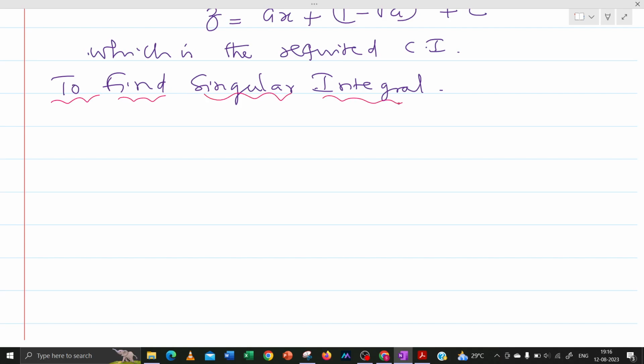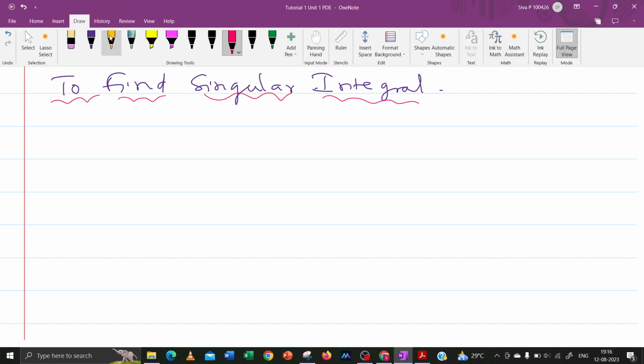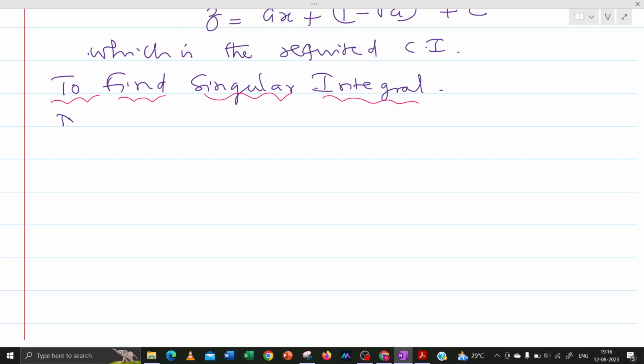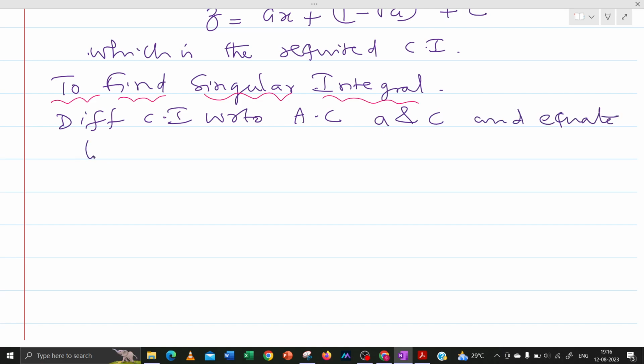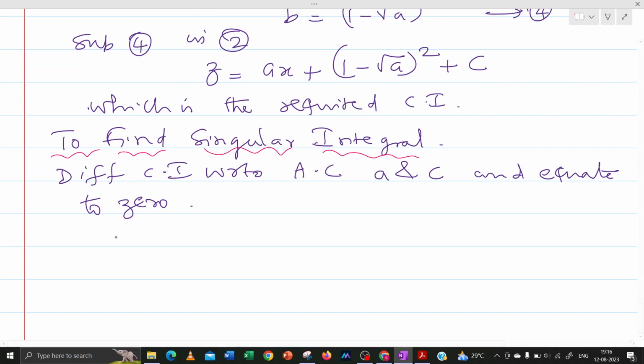To find the singular integral, differentiate the complete integral with respect to the arbitrary constants a and c and equate to 0. So there are two arbitrary constants, a and c. If you differentiate with respect to a first, what do you get?